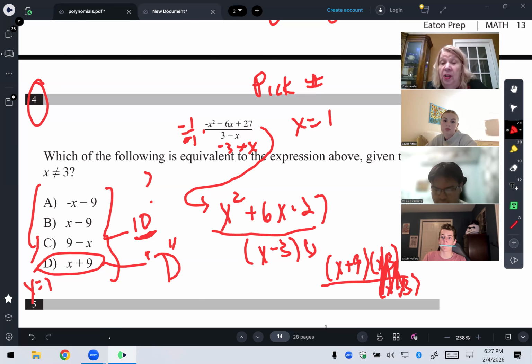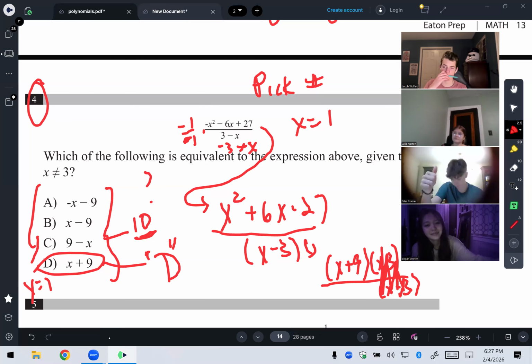Sailor's nodding yes. Dominic, you good? And Jacob. Good. And the other group, Logan, you're good, honey. Silas is good, and Julia, good.